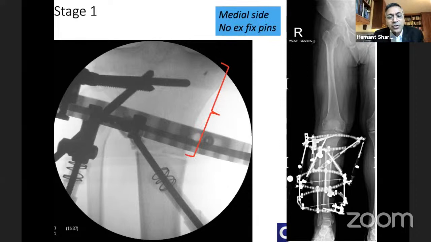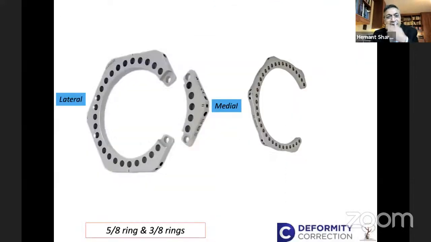And you'll find no fixator pins on the medial side, and this is how I plan it. These are the rings I use. So it's a 5/8 and a 3/8 ring. The 3/8 part is on the medial side, so I can take it off to put my plate on. So this is how I plan it.